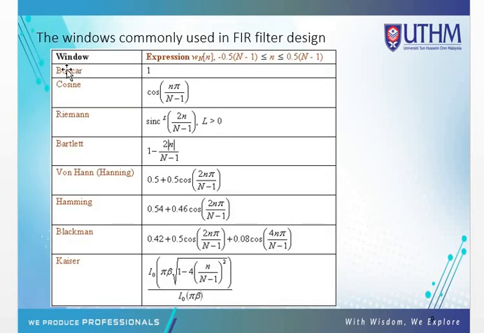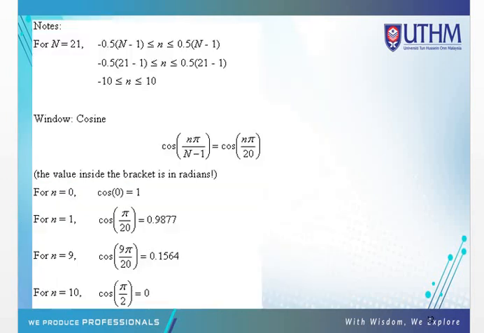For example, this is the window for the cosine, and the expression for the w[n] is cos(pi n over N minus 1), for n from minus 0.5 (N minus 1) to positive 0.5 (N minus 1). So if you look at this, let's say N is equal to 21 as in the figure given, 21 minus 1, you get 20 times 0.5, so you get 10. So n goes from minus 10 to 10 for the cosine window. This is the expression of w[n].